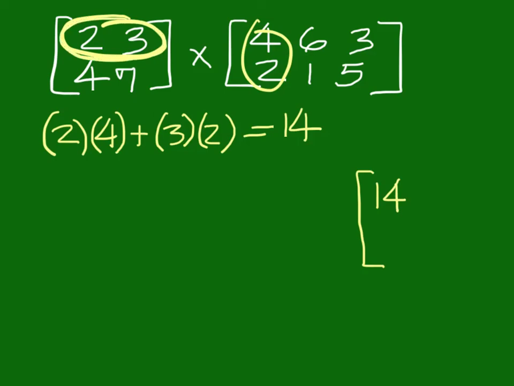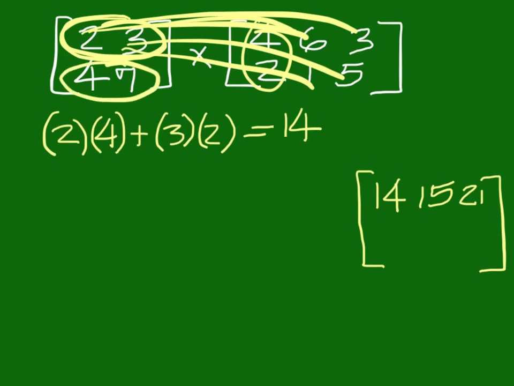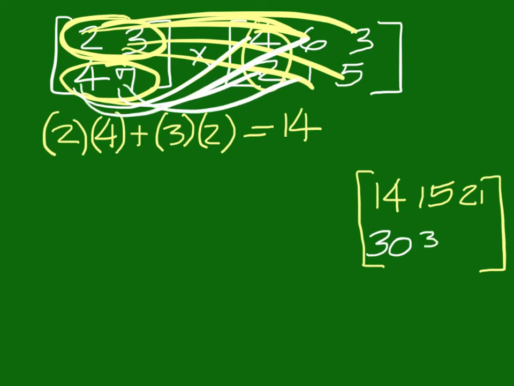And then this same row times this column, you would have a 12 and a 3, which is 15. And then that same row, you would have a 6 and a 15, that's a 21. Then, moving to this row, in the same columns, you would have 16 and 14 is 30. 24 and 7 is 31. 12 and 35 is 47.